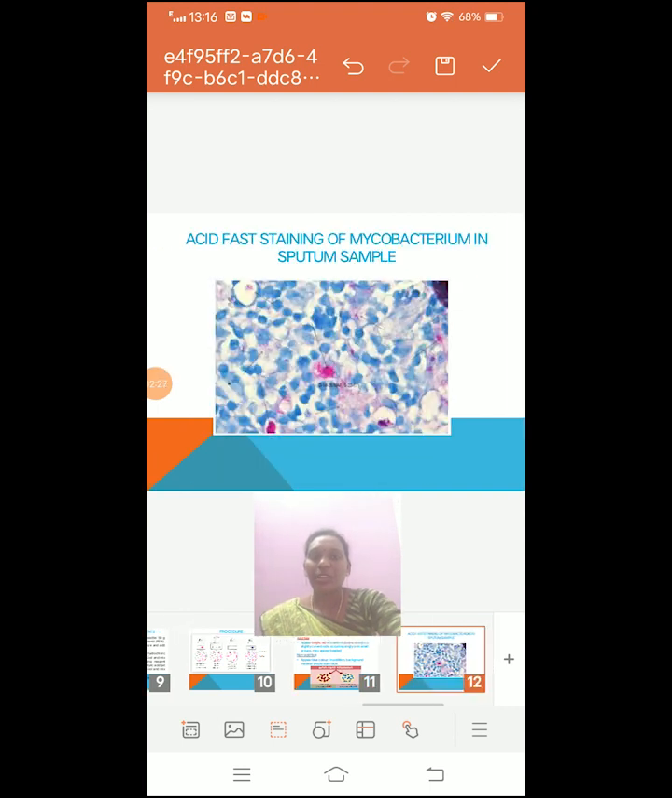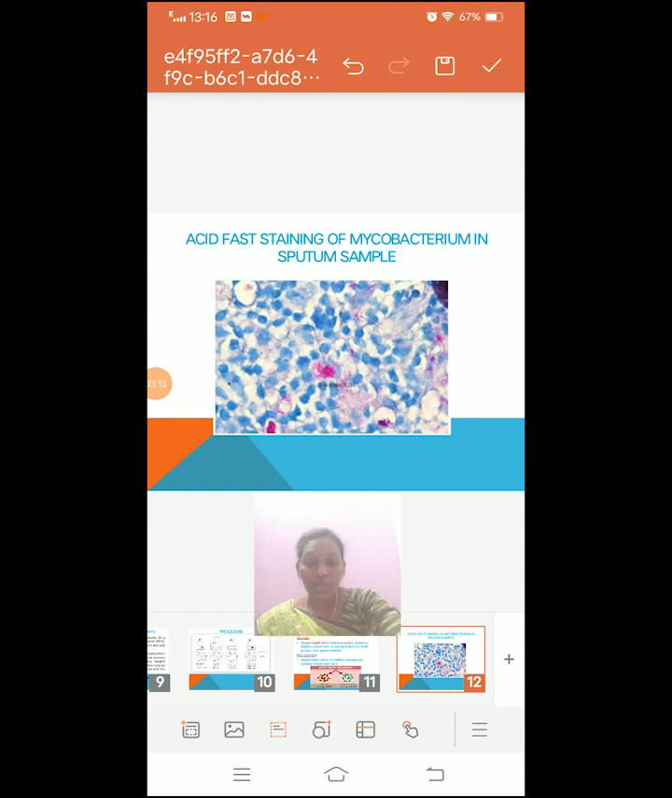This is a microscopic view of a sputum sample which was stained using the acid-fast staining method, and we can see the bright red acid-fast bacilli present in the sputum sample. The remaining cells are non-acid-fast cells, but we can confirm that this sputum has Mycobacterium cells because we can observe bright red cells here. So this acid-fast staining method can also be a powerful diagnostic tool to diagnose tuberculosis. Hope you understand this acid-fast staining.